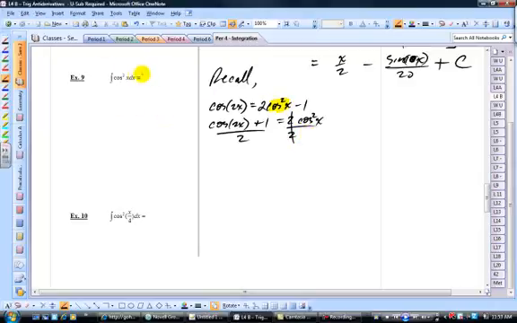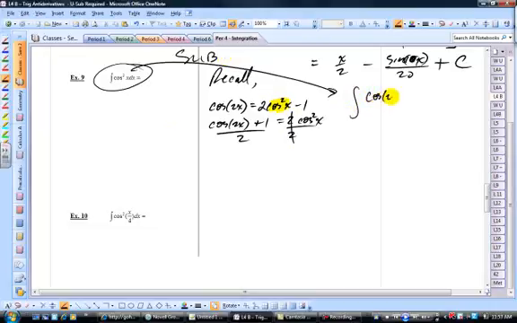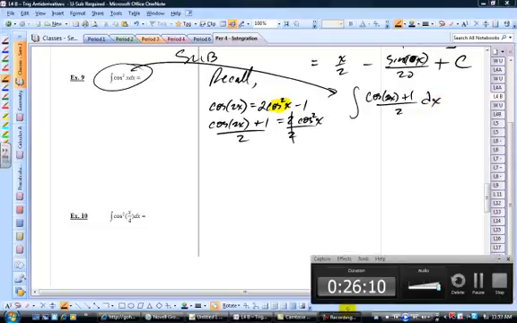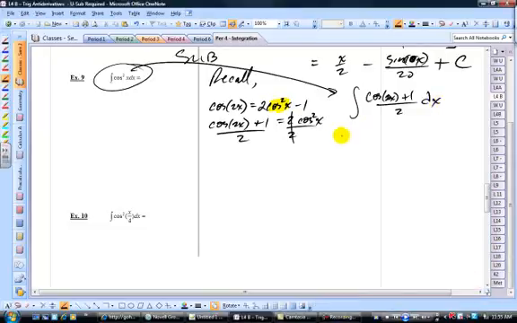So from here you want to take this and you want to make a substitution. And you rewrite the integral as the integral of cosine of 2x plus 1 all divided by 2 dx. And integrate from here. Okay, I'm going to pause the video. I want you guys to do this on your own. All right, let's check it out.